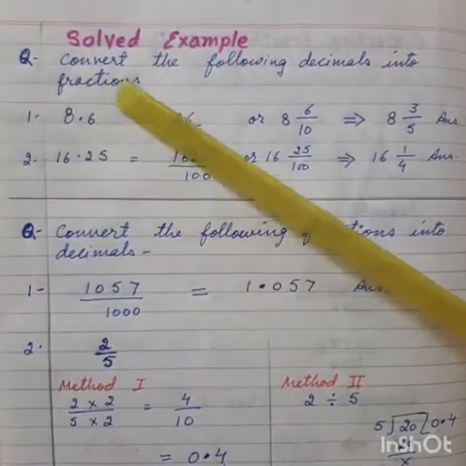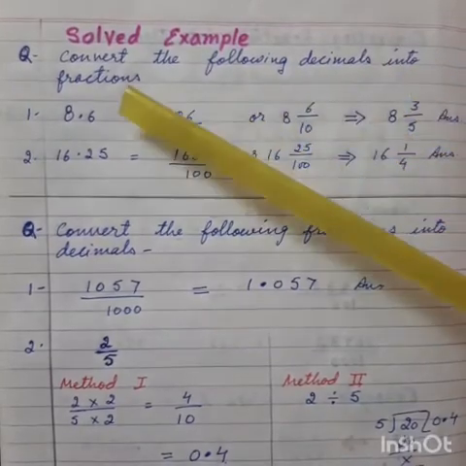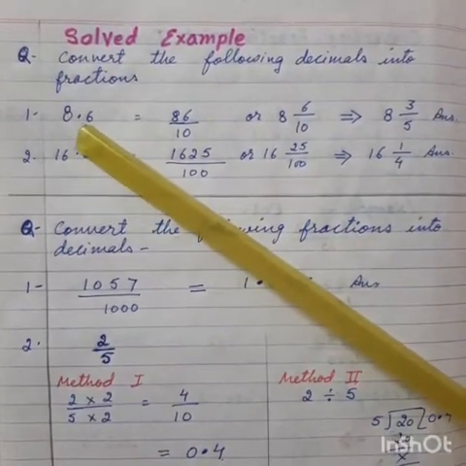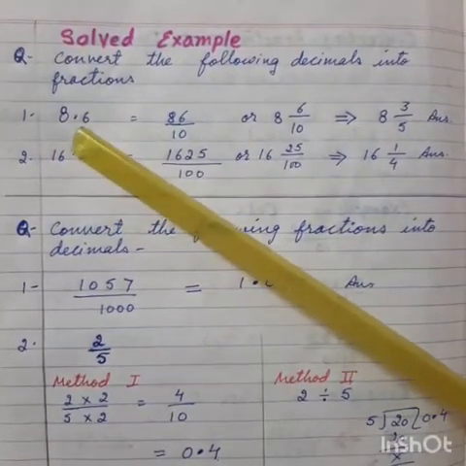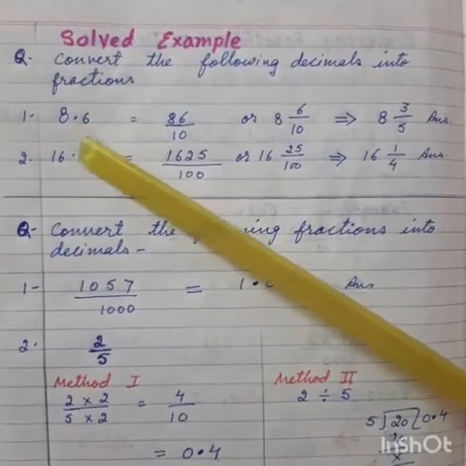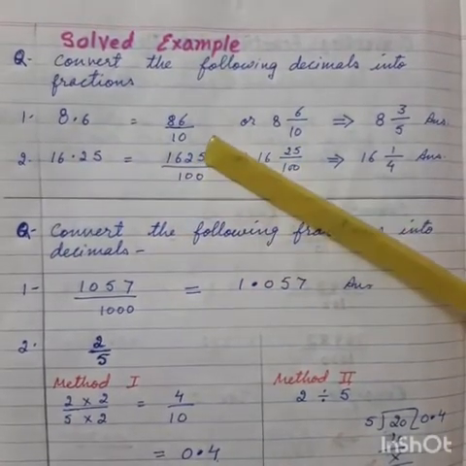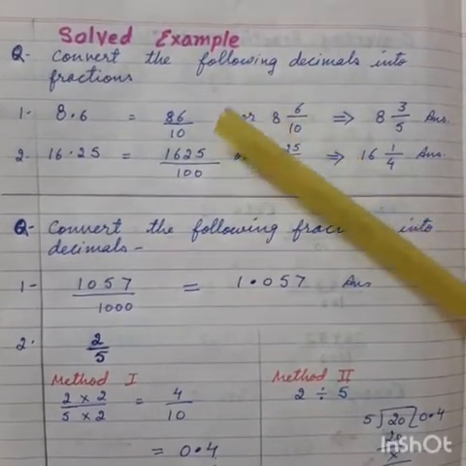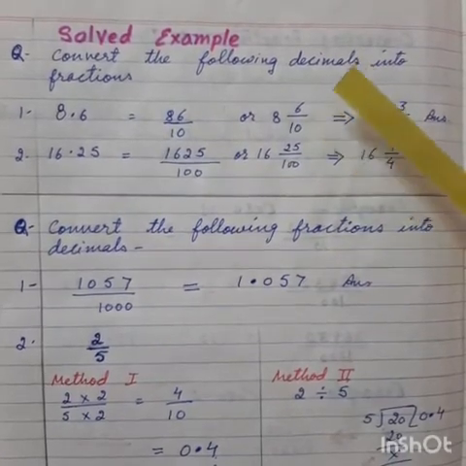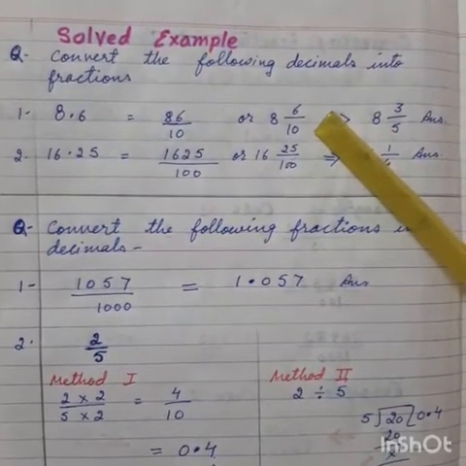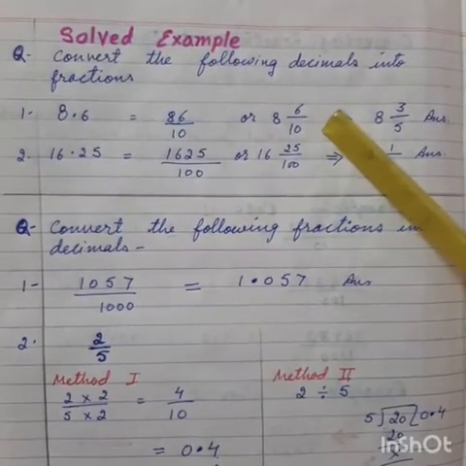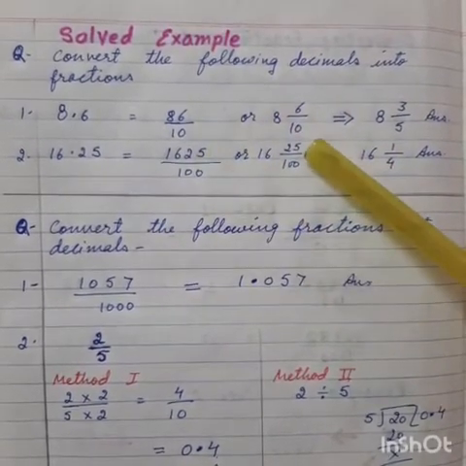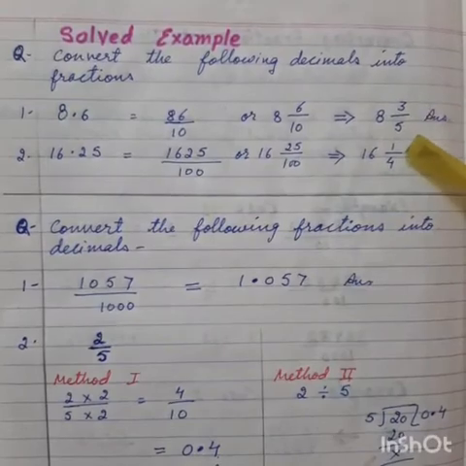The question is, convert the following decimals into fractions. So children, as I have told you, we have to observe how many digits are there after the decimal. So here we have just one digit. It means the denominator will be 10. Now if it is an improper fraction, we have to convert it to a mixed fraction. Also you have to remember that if the fraction can be reduced, you have to reduce it to a simpler form. So in this case it is reduced and we get 8 3 upon 5.